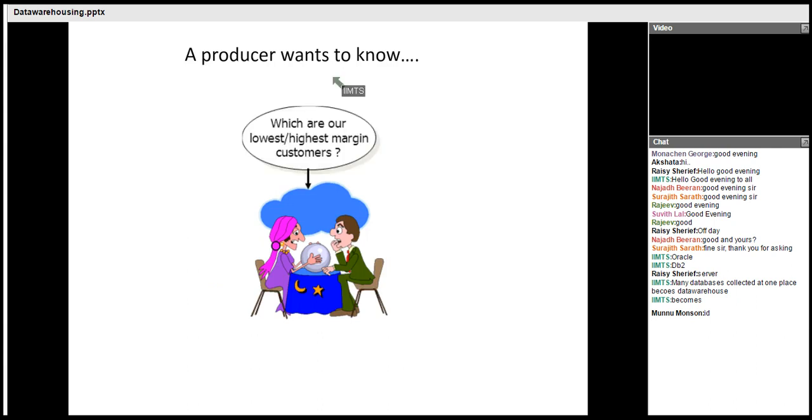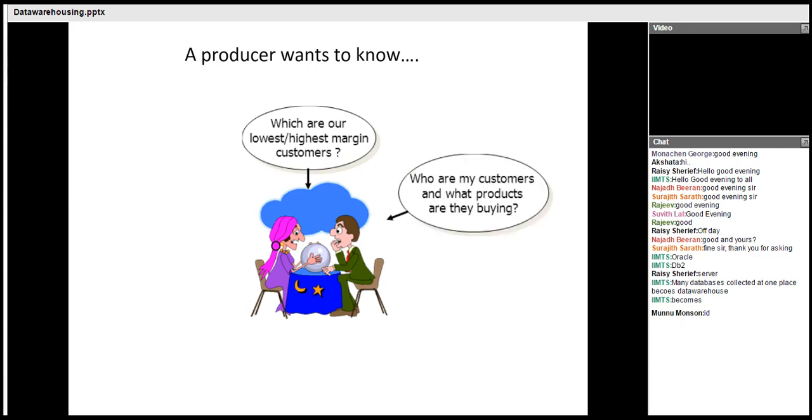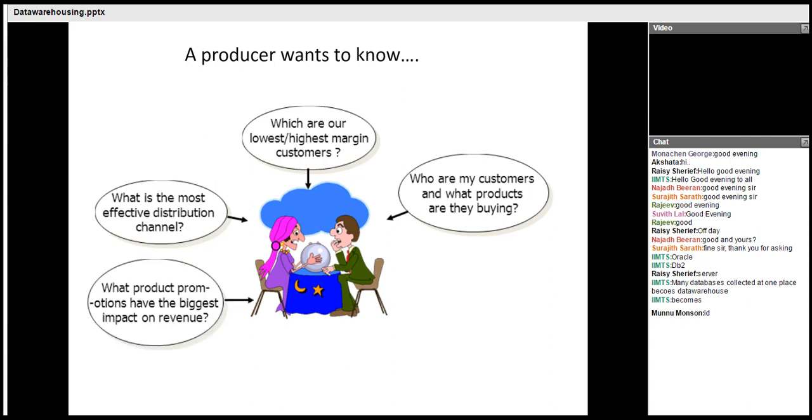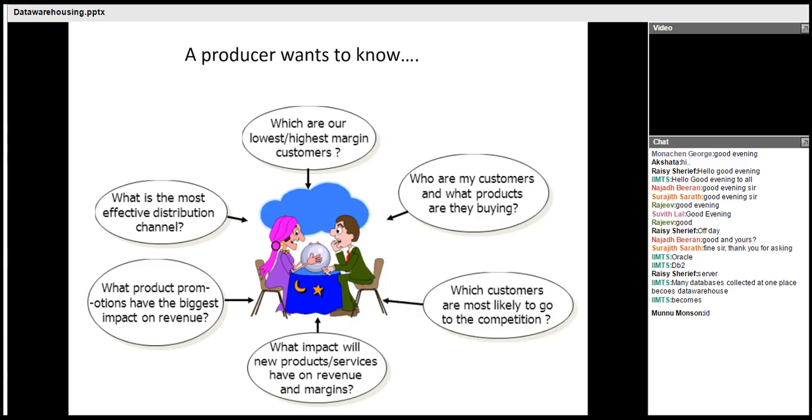Then a producer wants to know which are our lowest and highest margin customers. Who are my customers and what products are they buying? What is the most effective distribution channel? What product promotions have the biggest impact on revenue? What impact will new products or services have on revenue and margins? Which customers are most likely to go to the competition?